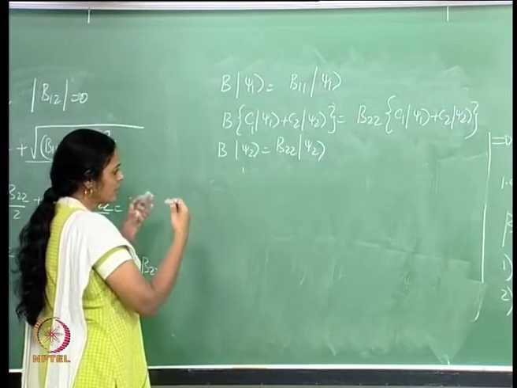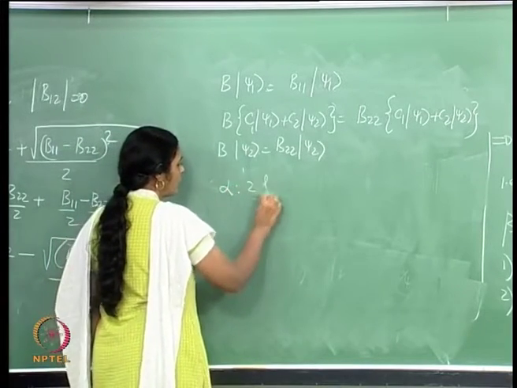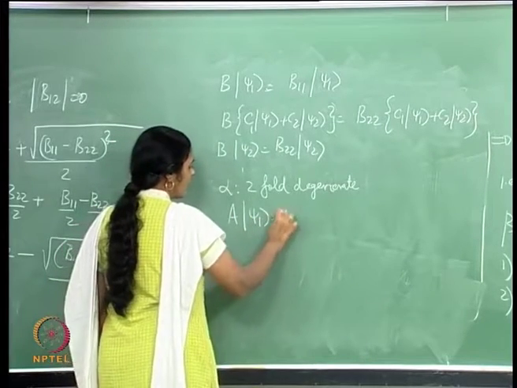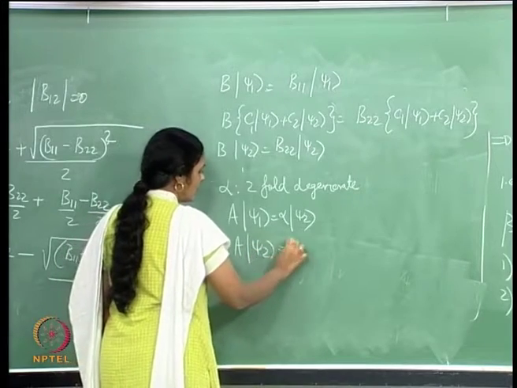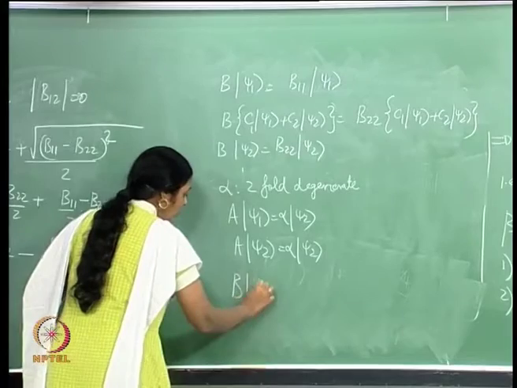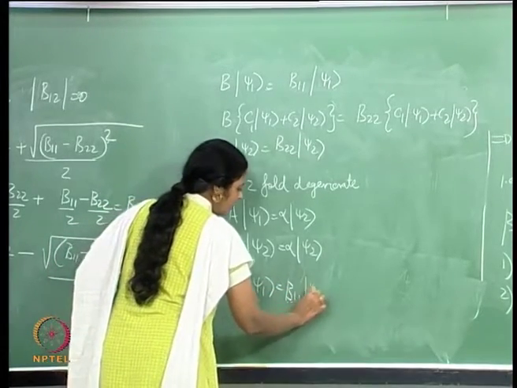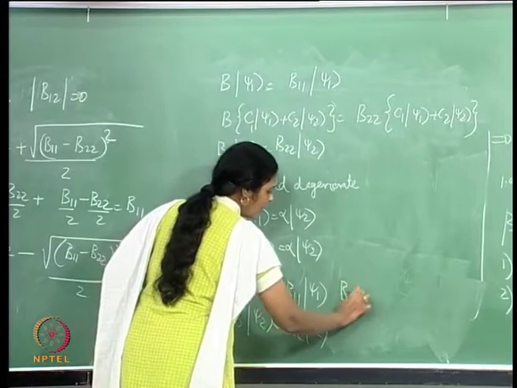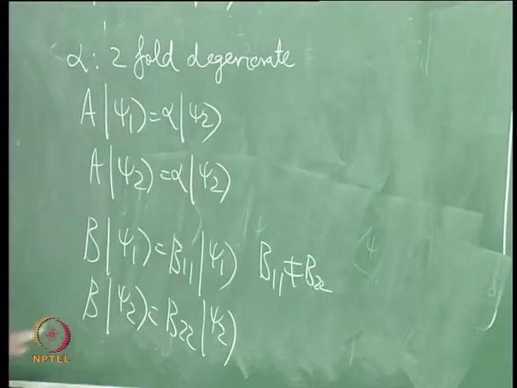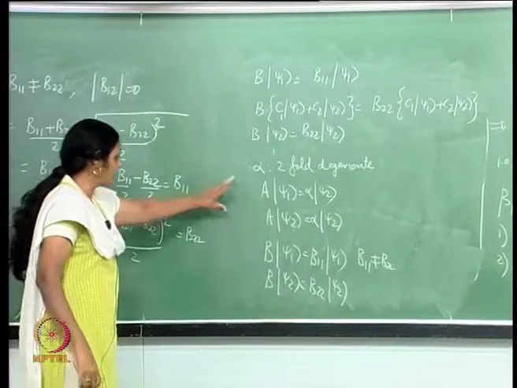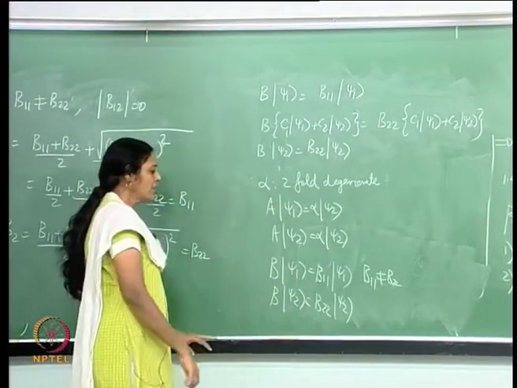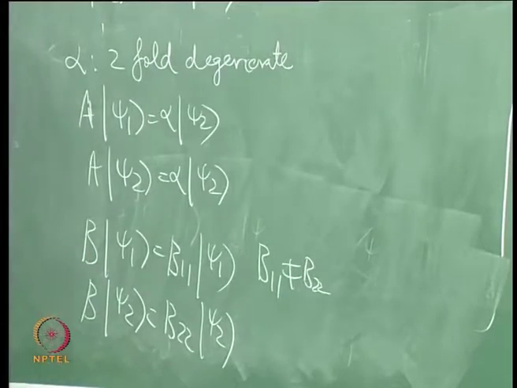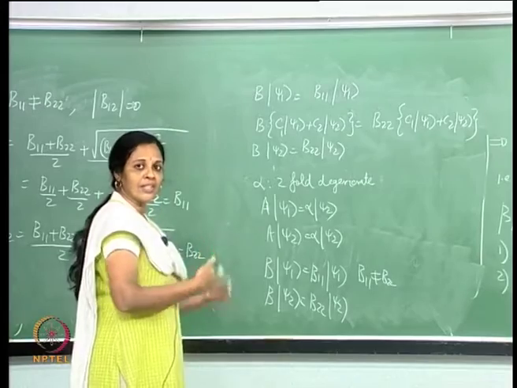So, this situation corresponds to alpha being twofold degenerate: A psi 1 is alpha psi 1, A psi 2 is alpha psi 2. However, B psi 1 is B11 psi 1 and B psi 2 is B22 psi 2, with B11 not equal to B22. The degeneracy has been lifted in this case by B. There was a twofold degeneracy. Those eigenvectors continue to be eigenvectors of B. They are eigenvectors of A corresponding to a twofold degenerate eigenvalue. They continue to be eigenvectors of B, but the degeneracy has been lifted. So, this is one case that we have.